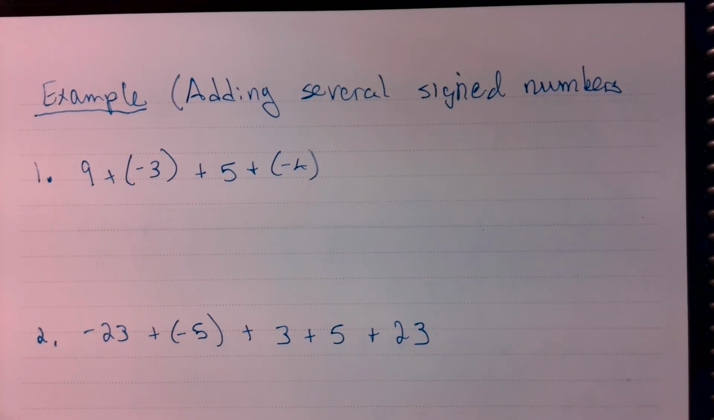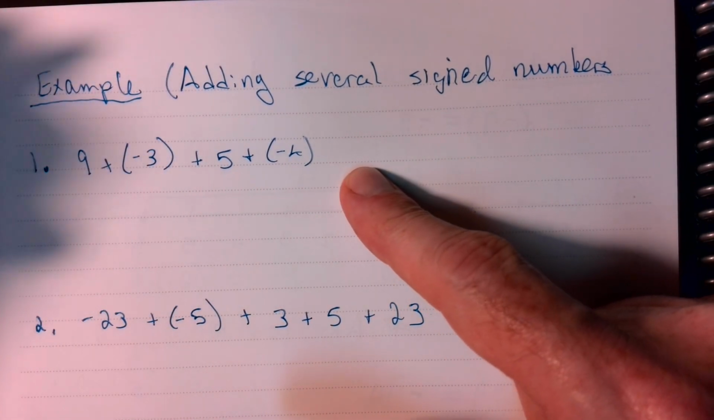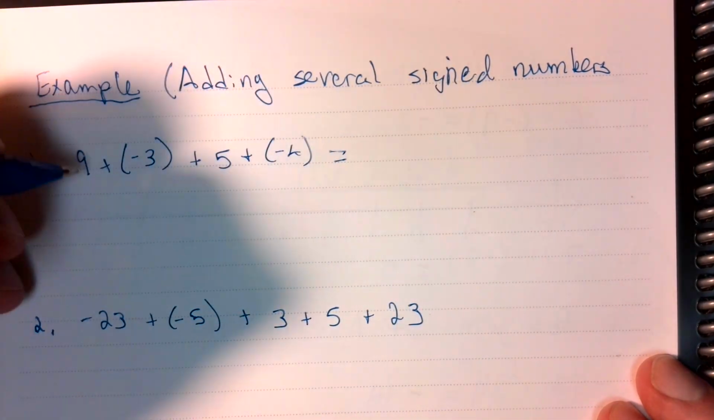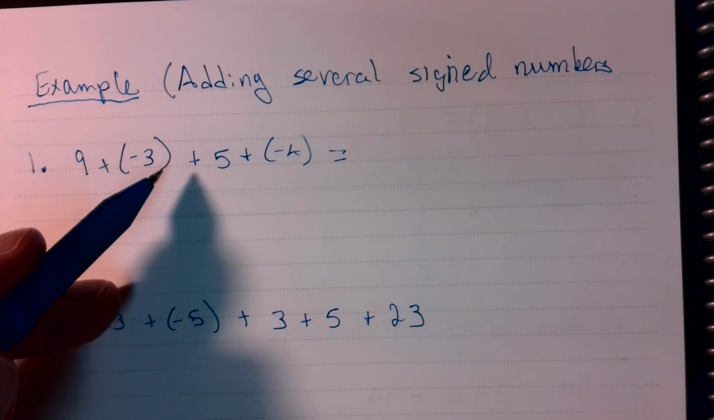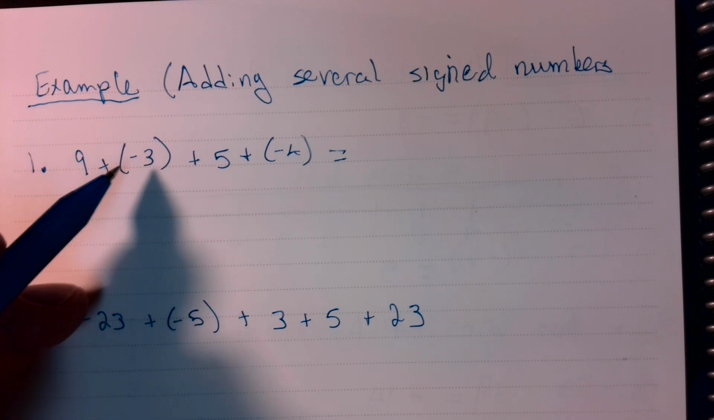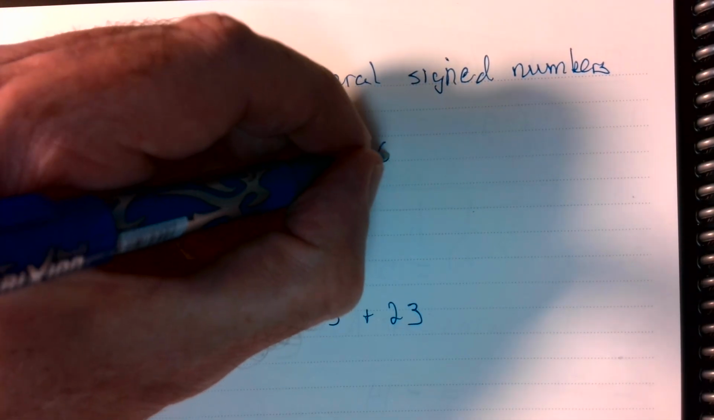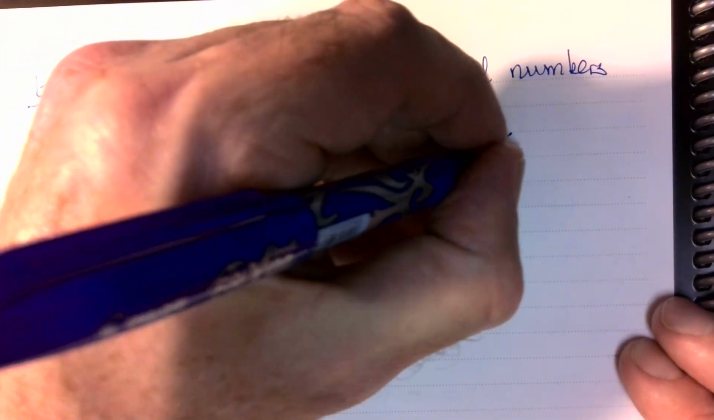Okay, let's do a couple more. Let's do some that have several numbers involved. Okay? So, here I'm just going to work left to right. All right? So, 9 plus negative 3. Okay, I got numbers with different signs. A positive and a negative. Positive number wins. The 9 is bigger than the 3. Okay, so the answer for this part is going to be positive. And 9 minus 3 is 6, so my answer is a positive 6. I still have to deal with the plus 5 and the plus minus 4.